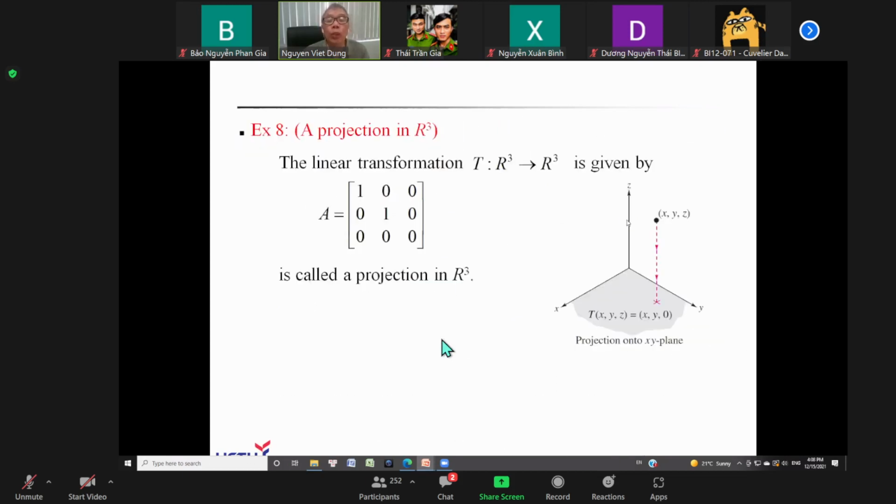The next example shows you, if you consider a linear transformation T from R3 into R3 by a matrix A like that, then if you verify by the coordinates, it is nothing but the projection on the xy plane. It sends x, y, z to the point with the coordinates x, y, 0. So that is the example here.